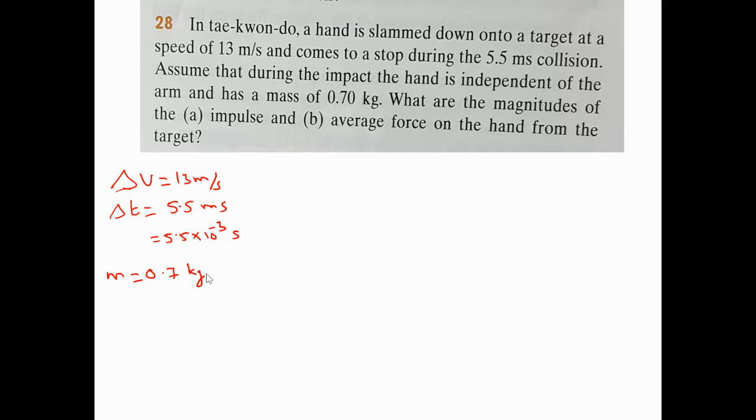Now what are you going to find? In the first question you are going to find the impulse. In the second question you are going to find the average force. We have two formulas for the impulse. What are the two formulas? Impulse is mass multiplied by delta V, and also impulse is force multiplied by delta T. Am I right?